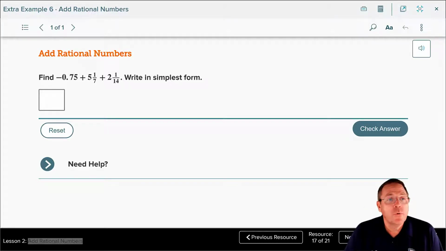Now we've got a new problem and we want you to solve this one. So pause the video and work on this problem on your own. See what you end up coming up with.